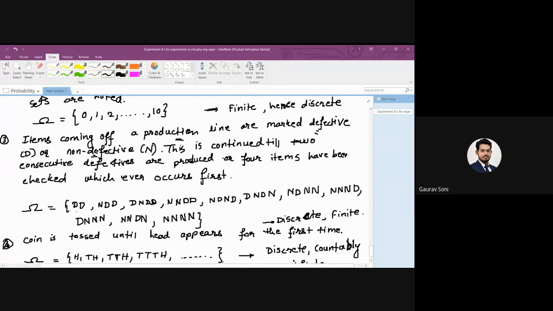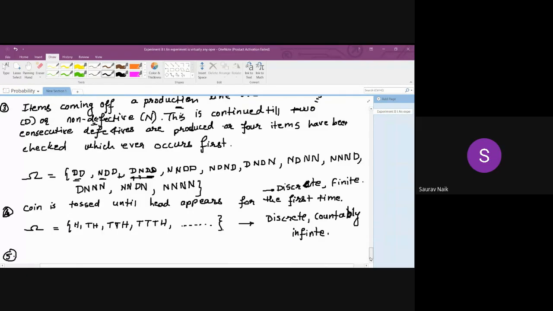So the first possibility, I'll directly get two defectives and stop there, or I'll get one non-defective and two defectives, and then the process will stop. Or I'll get first defective, second non-defective, so I cannot stop there, and then I'll get two defectives. So here I'll stop, and this is how all the four possibilities are given. Is it clear now? Yes, it means two consecutive defectives. That's why we started from DD, then NDD. Yes. Okay.